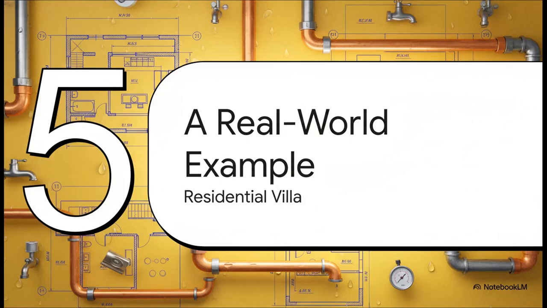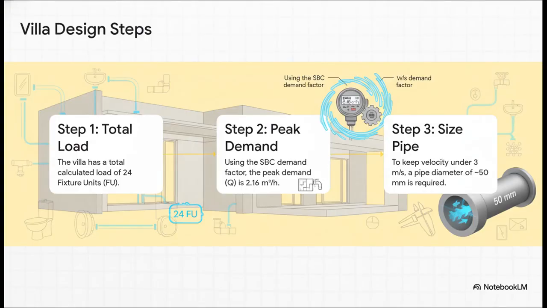Okay, theory is great and all, but let's see how this actually works in the real world. We're going to apply our three-step process to a project you'll see all the time, a residential villa. So let's walk through it. Step 1, we do our fixture count, and boom, we get a total of 24 FU. Step 2, we use the demand factor from the code, do a quick calculation, and get our peak demand, Q, of 2.16 cubic meters per hour.